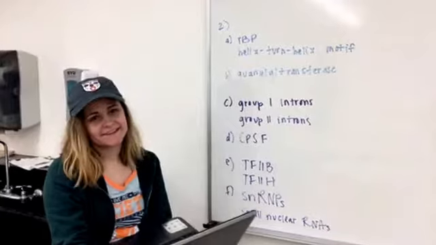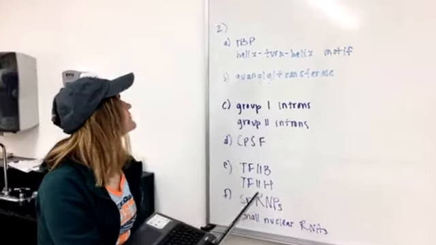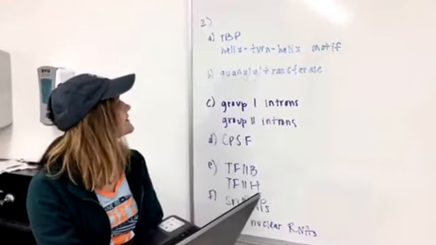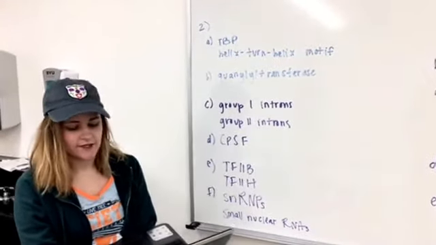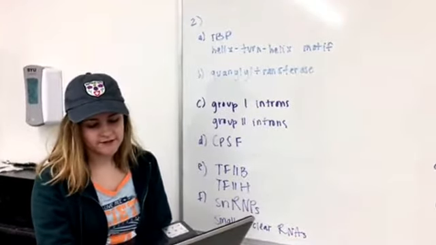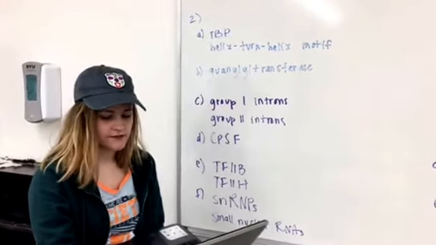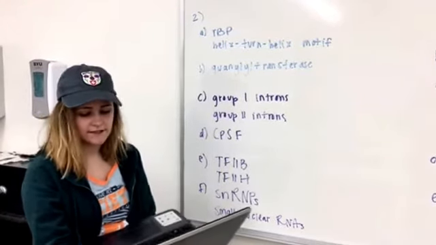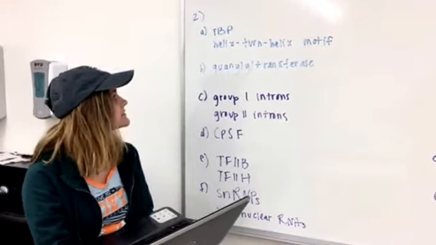So for question 2, we have a bunch of fill in the blanks. For A, we got the TATA binding protein, which is the TBP, binds directly to the TATA box, while the helix-turn-helix motif binds directly to the -10 and -35 sequences.